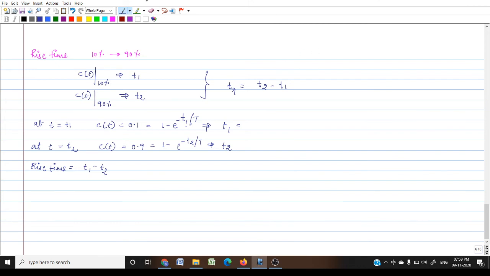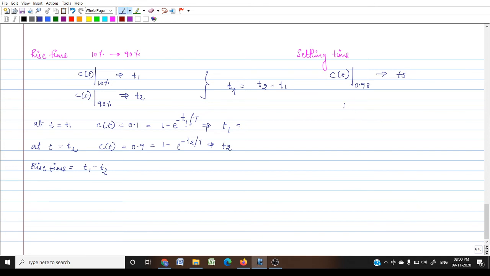Similarly, for settling time, it has to be within the 2% value. So your C of t should be equal to, within the 2%, normally 0.98 times the final value, or 98% of the final value. So that will give us the settling time.